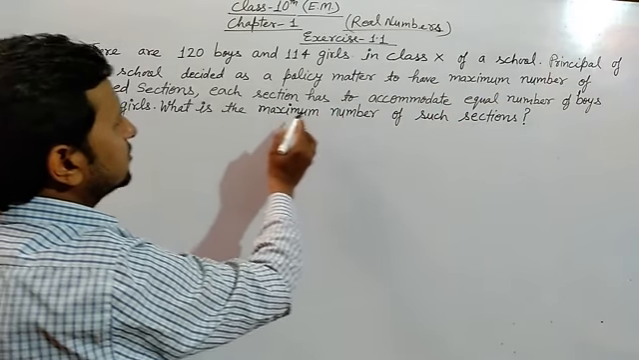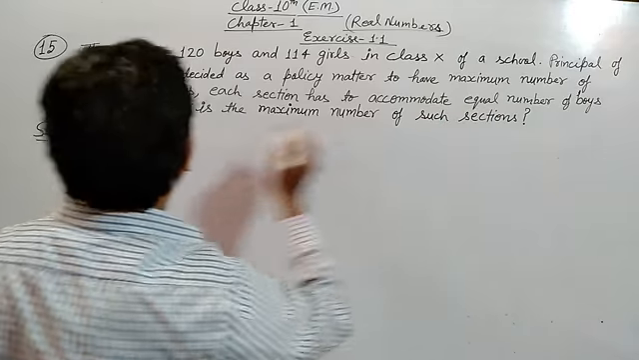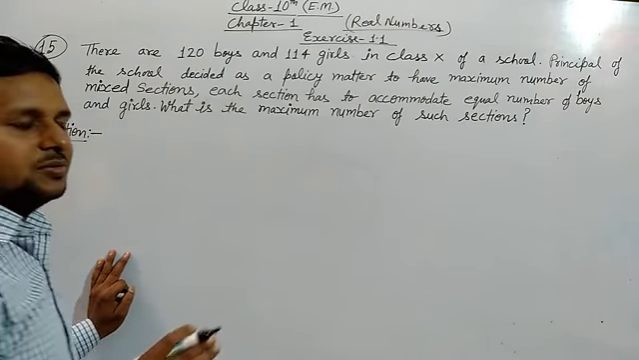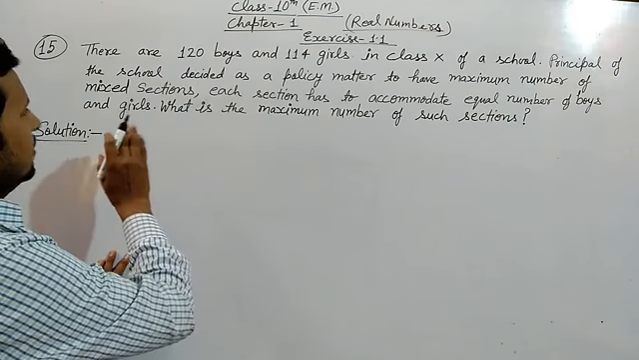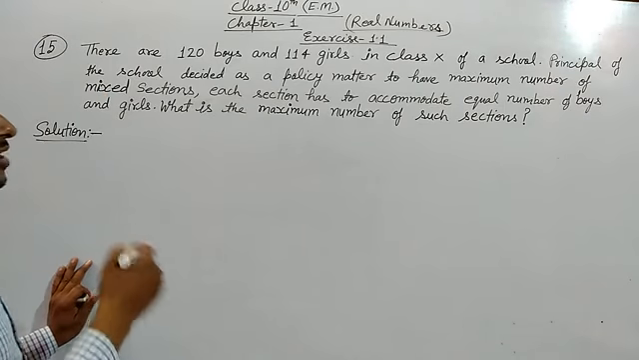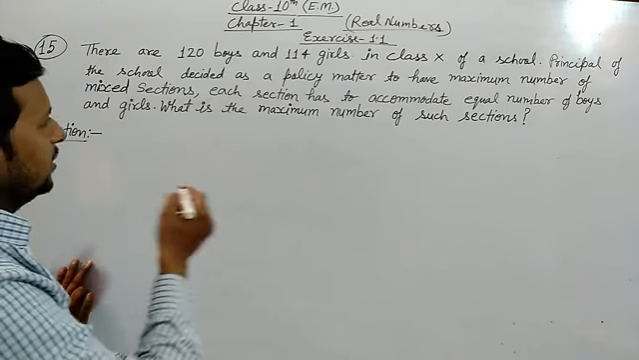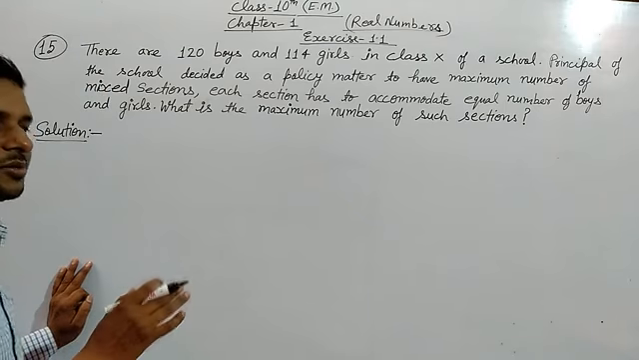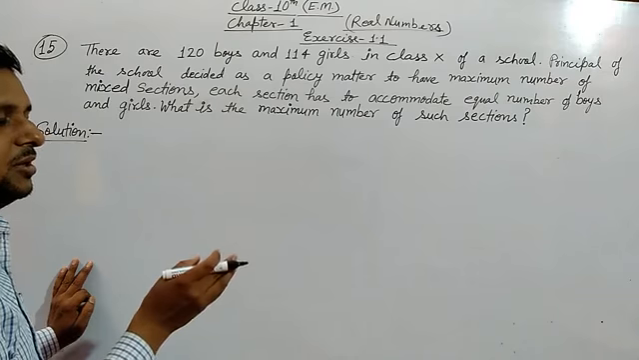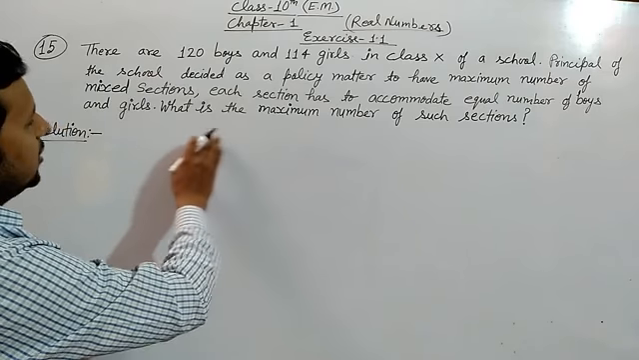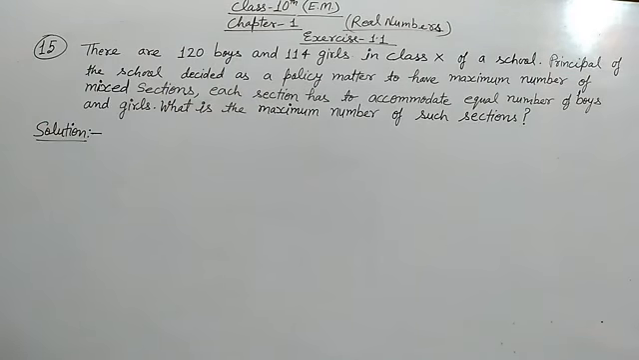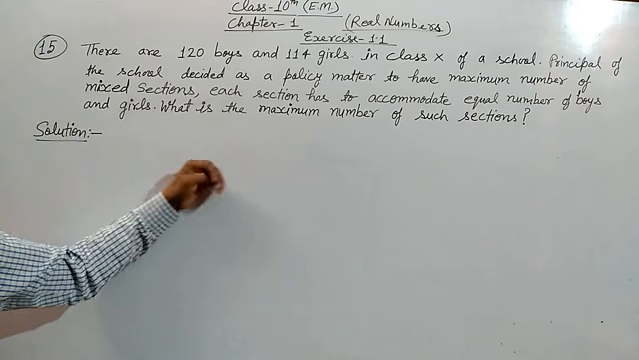Each section has to accommodate equal number of boys and girls. Means every section has equal number of boys and girls. Means the principal has decided to prepare sections and in each section the number of boys and girls should be the same, in equal number. Okay. What is the maximum number of sections? Means in each section what is the maximum number of boys and girls?